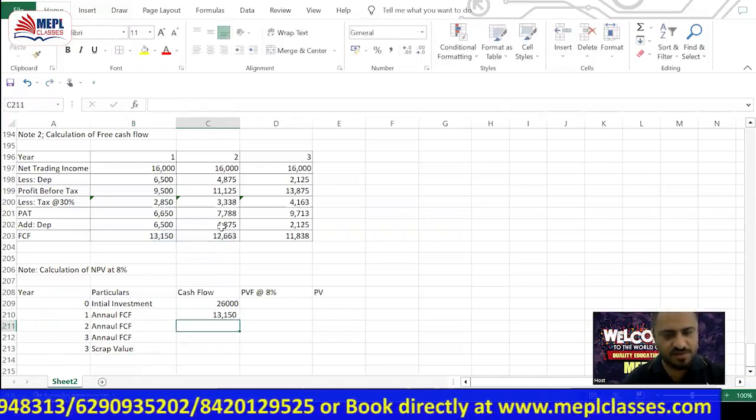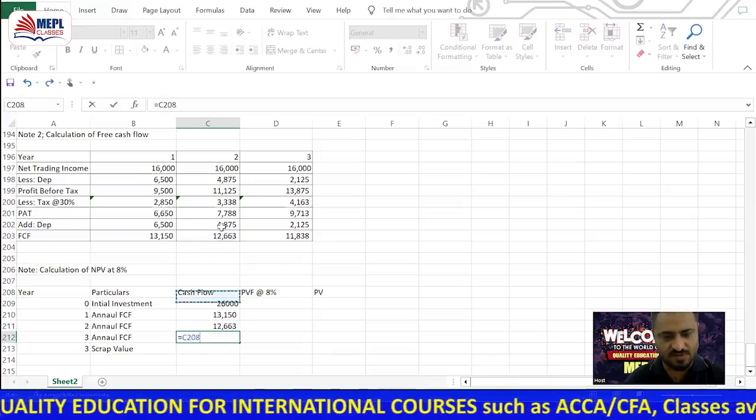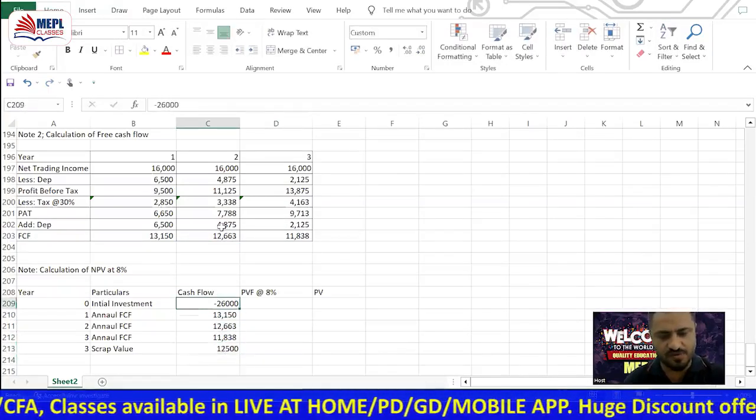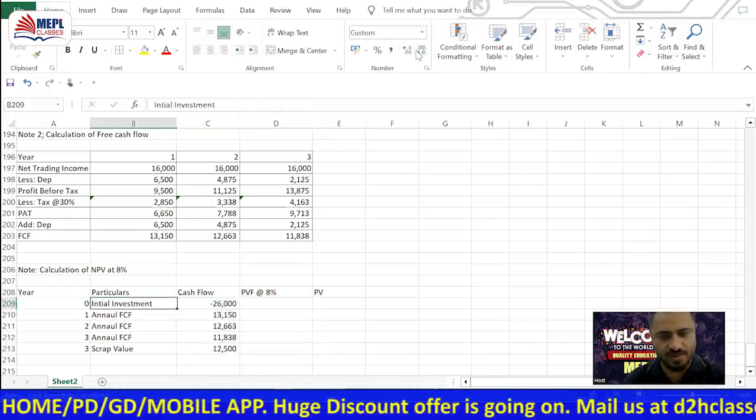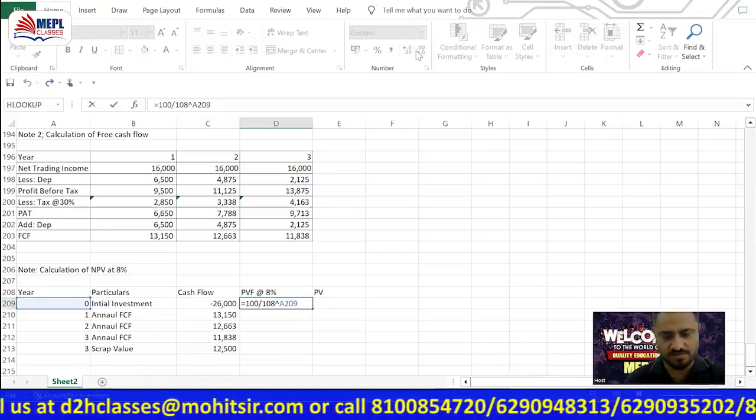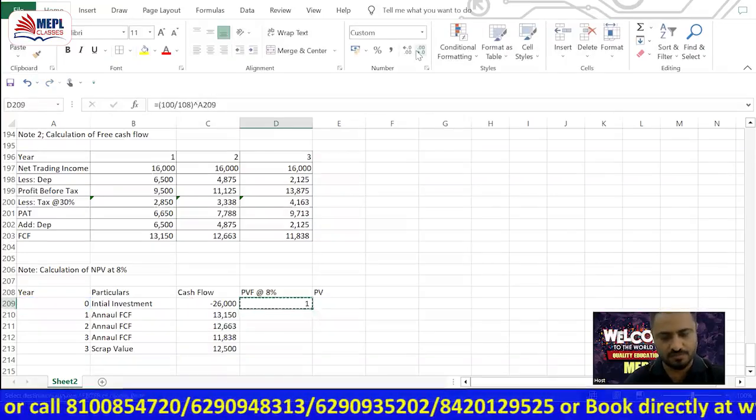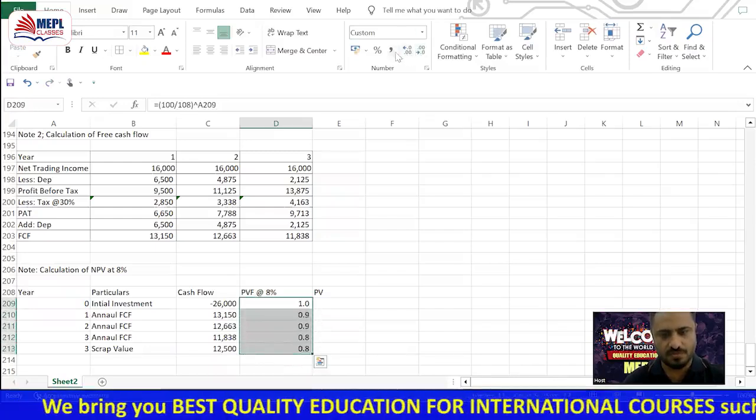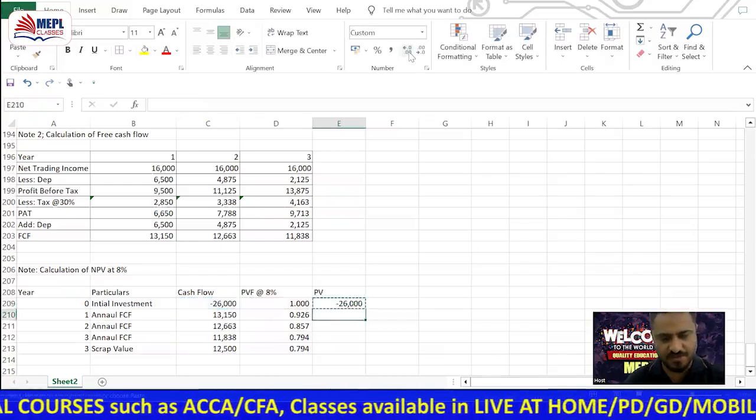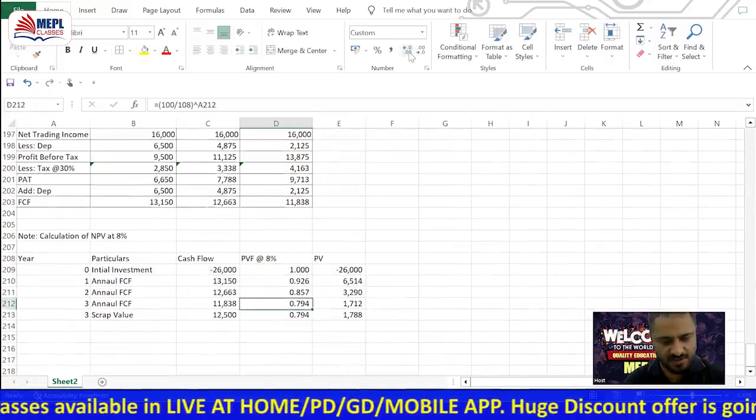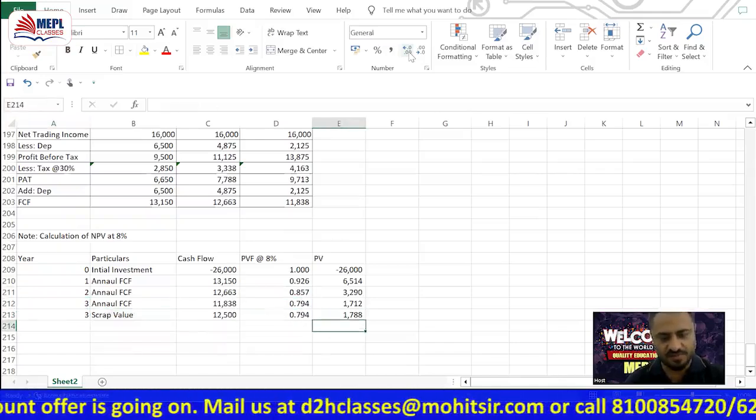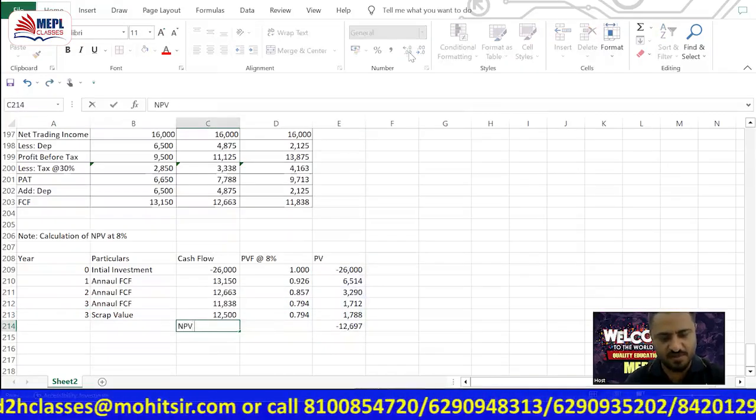So your annual cash flow is going to be this, and this. Your initial year's cash flow will be negative because this is going out, and 12,500 is what you are going to receive. Present value factor will be 100 divided by 108 and raised to power this year. You can always use 3 decimals, and your present value will be cash flow multiplied by the present value factor. See here, third year's factor has been repeated twice because the scrap value which you are going to get is in the third year itself. If you sum it up, you will get net present value at 8%.